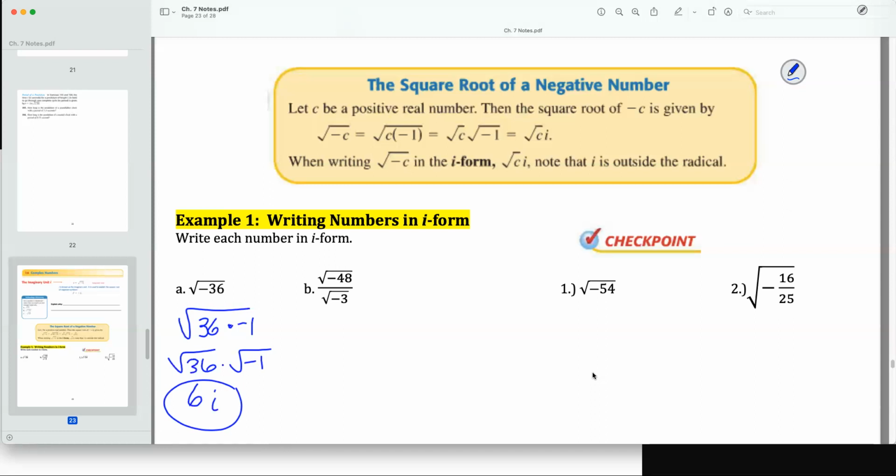So when I write my i's, I don't know why, but I like to make this little curved i, because I feel like a lot of times they use italics when they talk about imaginary numbers, but it's just 6i.